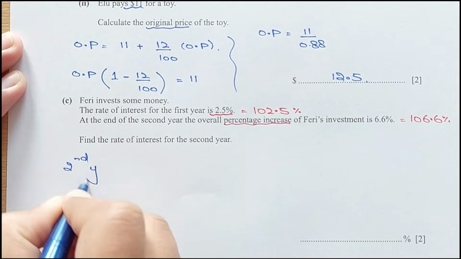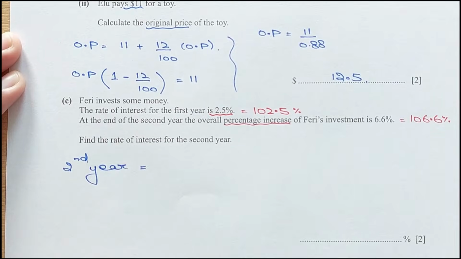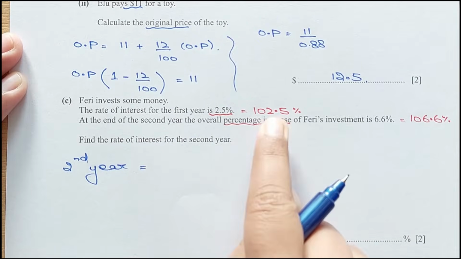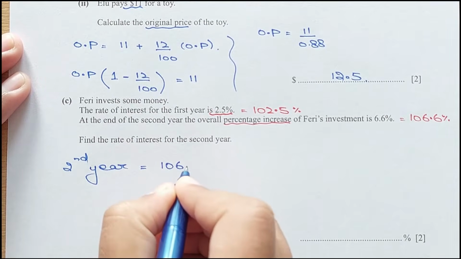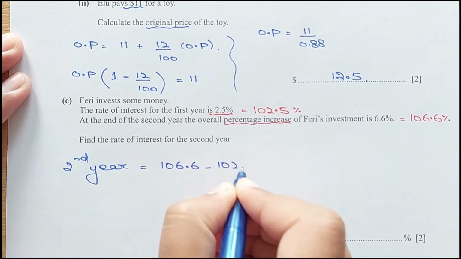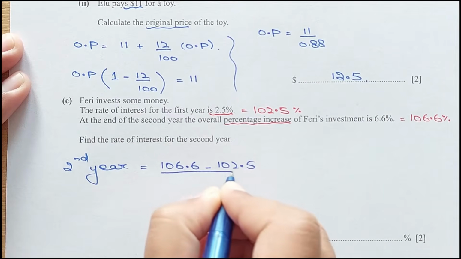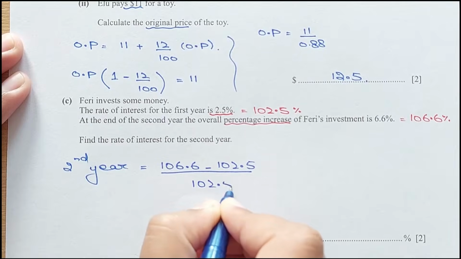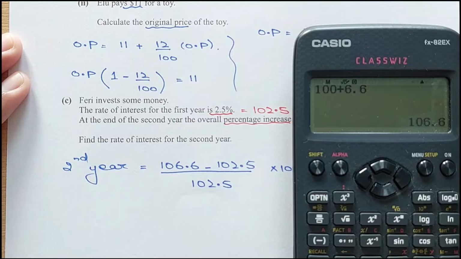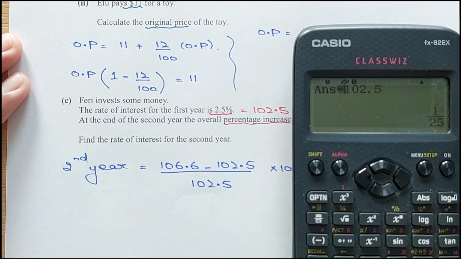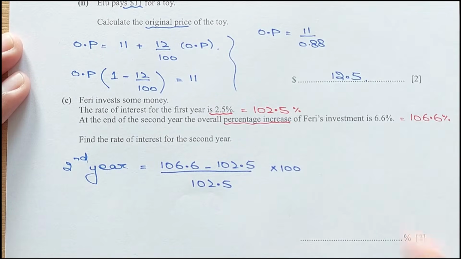So for the second year, as we have been given the overall, first we need to find how much is the increase from the first year to the overall at the end of the second year. So how much is the increase? 106.6 subtract 102.5, divided by the first year, that is 102.5, and multiplied by 100. Right, that is the formula for percentage increase. That is 4%. So for the second year the rate of interest is 4%.